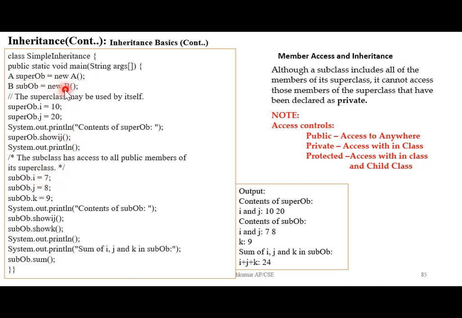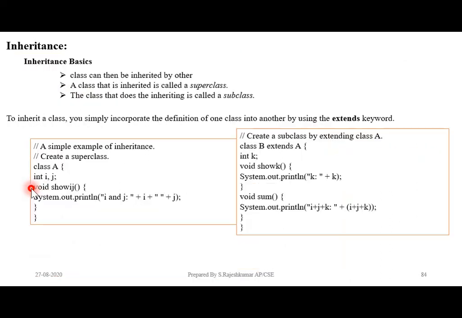B sub ob equal to new B, so the class is B, and the reference variable is sub ob. Sub ob dot i equal to 7. Could you get it here? Is there any instance variable i and j? There is no instance variable like i and j, but how can I call them by the sub object? The sub ob is an object for this class B.